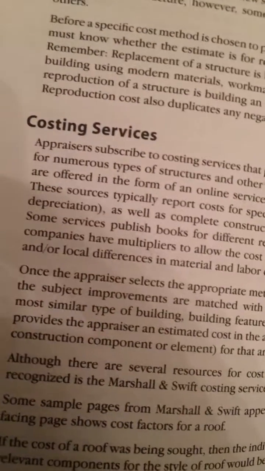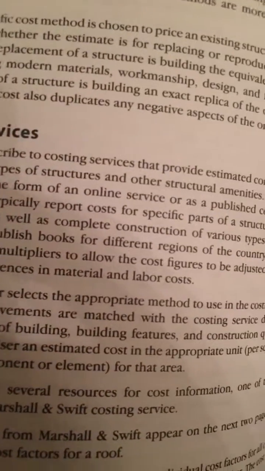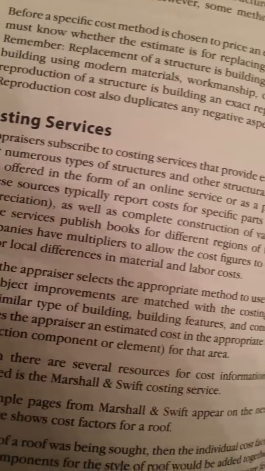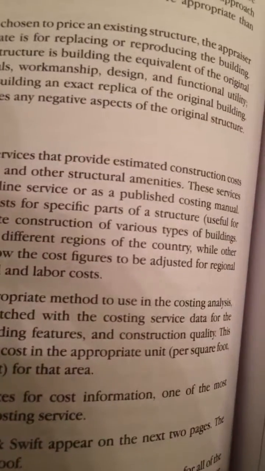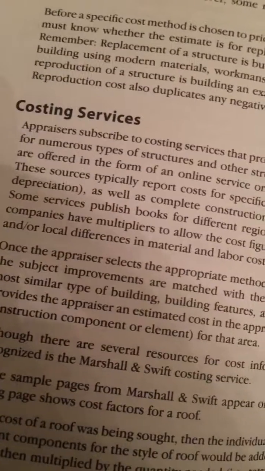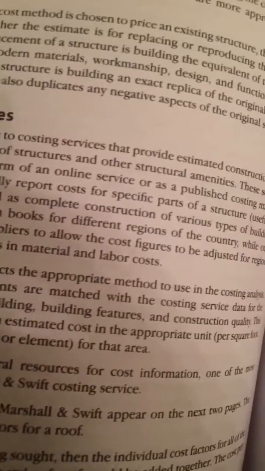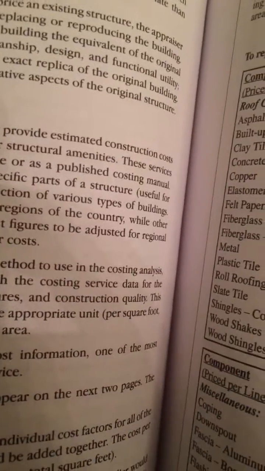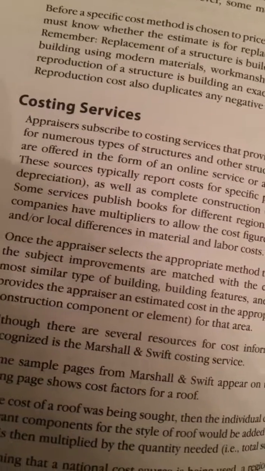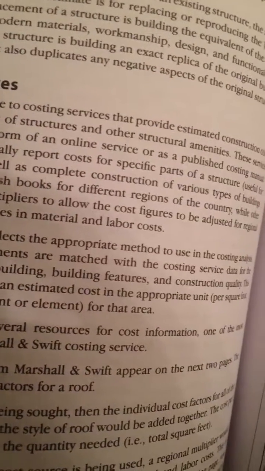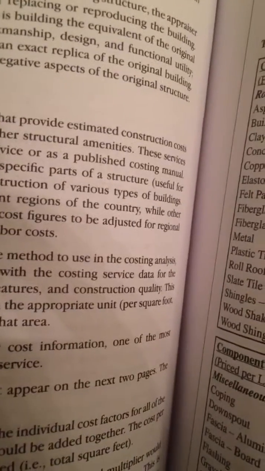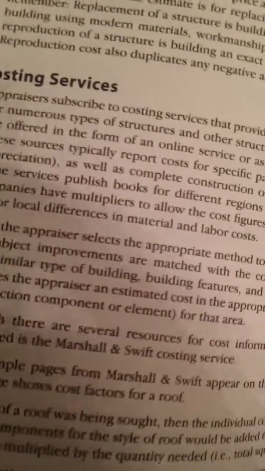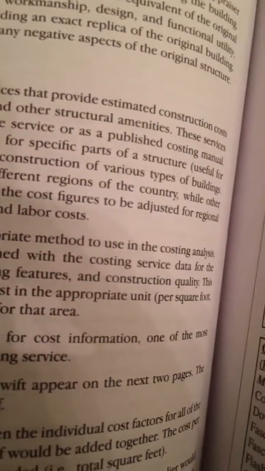Costing services. Appraisers subscribe to costing services that provide estimated construction costs for numerous types of structures and other structural amenities. These services are offered in the form of an online service or as a published costing manual. These sources typically report costs for specific parts of a structure, useful for depreciation, as well as complete construction of various types of buildings.